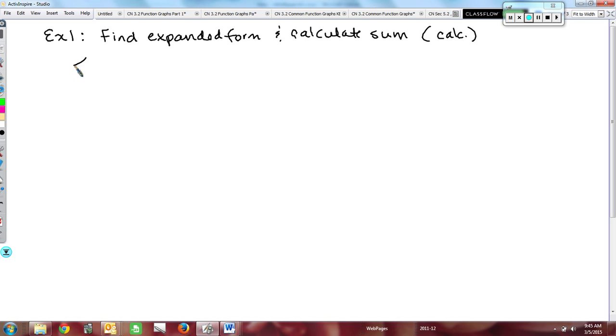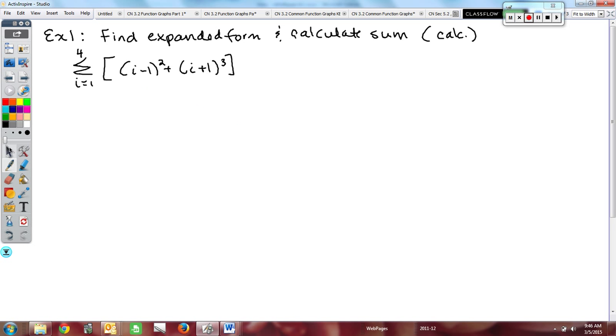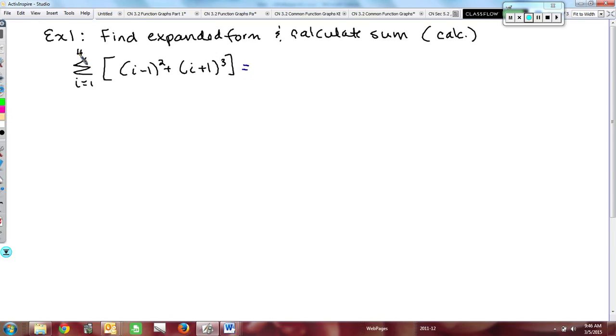So for example, if I were to give you the sum, i equals 1 to 4, and then we're going to start jumping right in with some nice complicated formulas, (i minus 1) squared plus (i plus 1) cubed. Your job is to take this and expand it. First off, how many terms are we going to have? 4 minus 1, 3, plus 1 gives me 4. So there will be 4 terms that we're going to be adding together in order to calculate my sum.